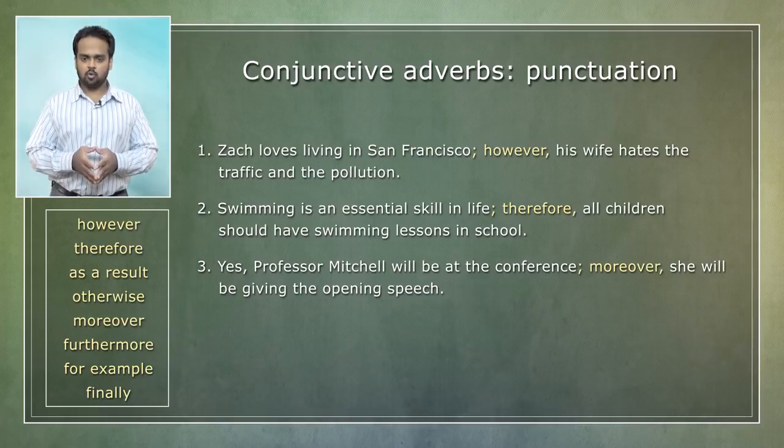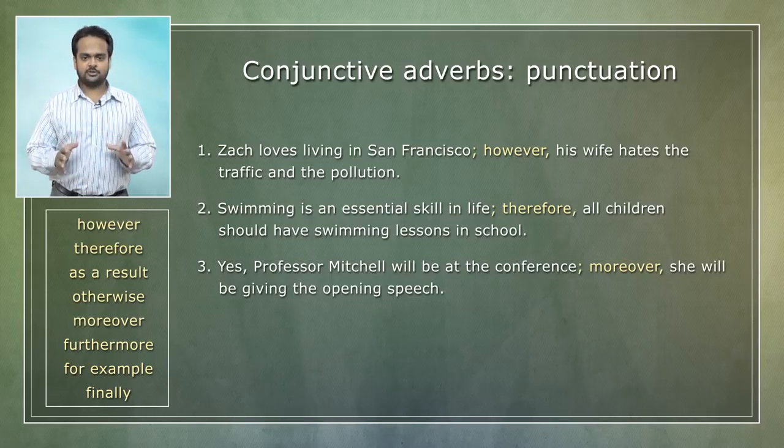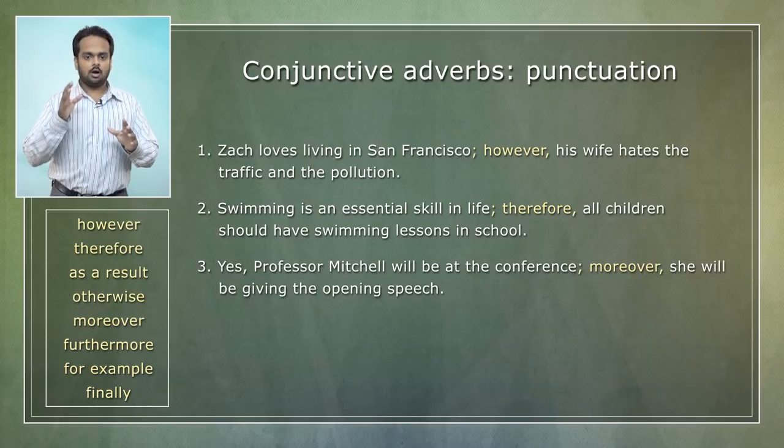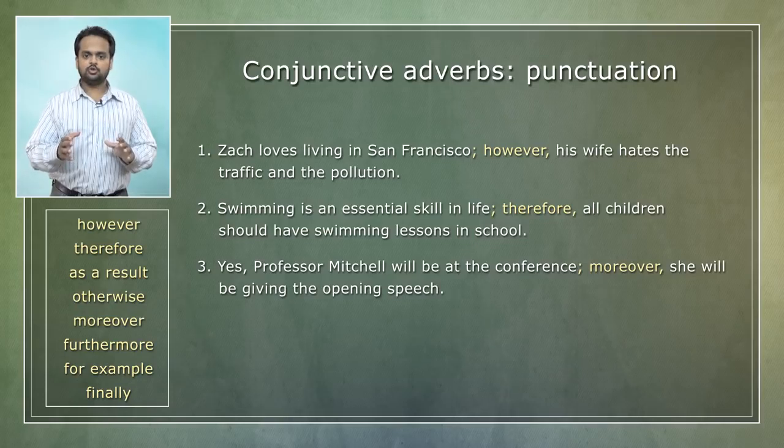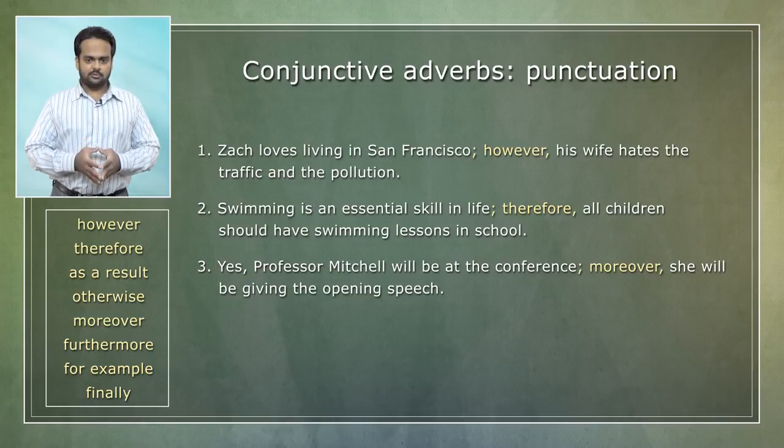This is a special rule of using conjunctive adverbs. Take the first sentence. There are 2 clauses. The first is Zach loves living in San Francisco. The second is his wife hates the traffic and the pollution. Notice that both of these are independent clauses. That is, they are full sentences. Conjunctive adverbs are generally used to connect independent clauses. The word however has almost the same meaning as but.